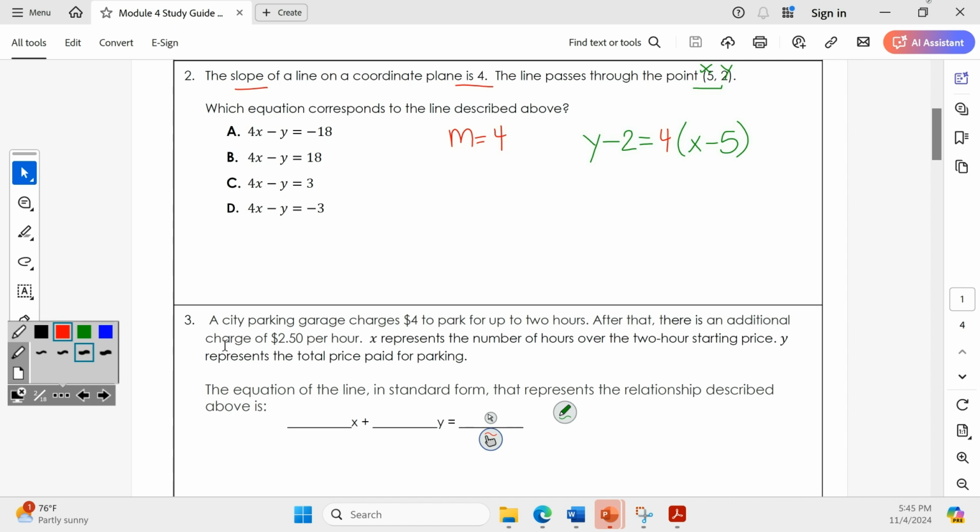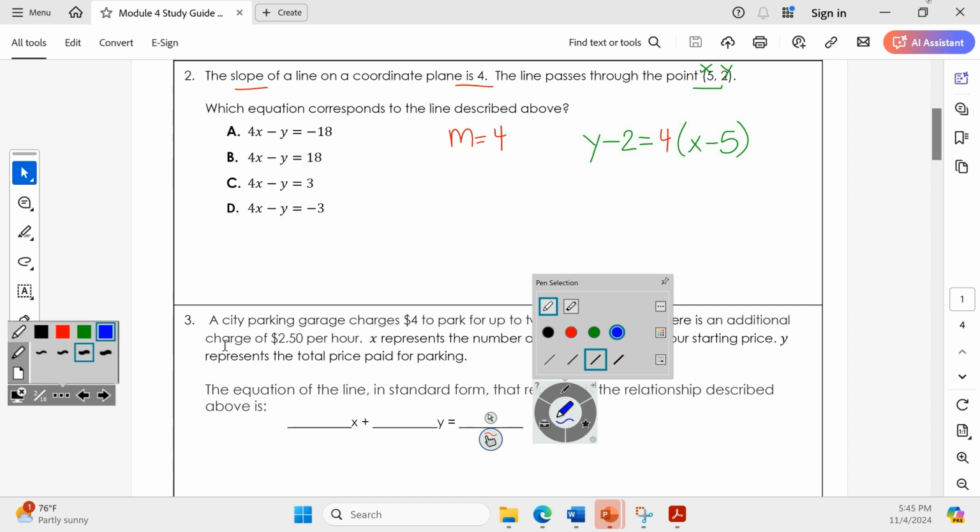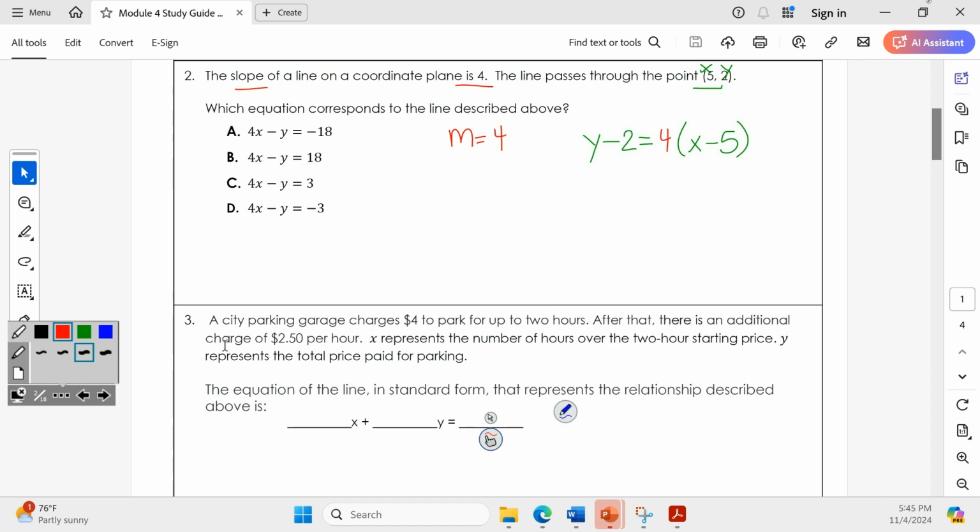So when I put that into my point slope form, now I'm going to try to simplify it and rearrange it so that it's in standard form. Because look at all these answer choices. Those are all in standard form. So I'm going to distribute, and I get 4x minus 20. So y minus 2 is equal to 4x minus 20. I'm going to add 2 so that my constants are on the same side. So now I have y is equal to 4x minus 18.